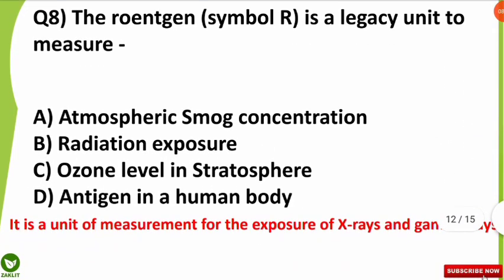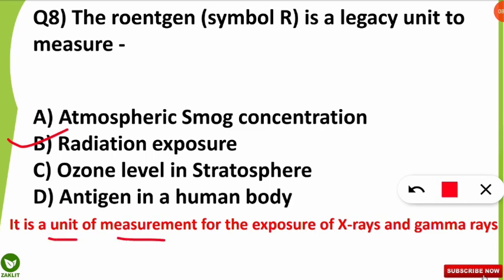The eighth question was: the Rontgen, having the symbol R, is a legacy unit to measure which of the following? Here this Rontgen with symbol R is a unit to measure radiation exposure. More specifically, it is a unit to measure the exposure of X-rays and gamma rays. So you should note it down: it is the unit mostly used to measure the exposure of X-rays and gamma rays.